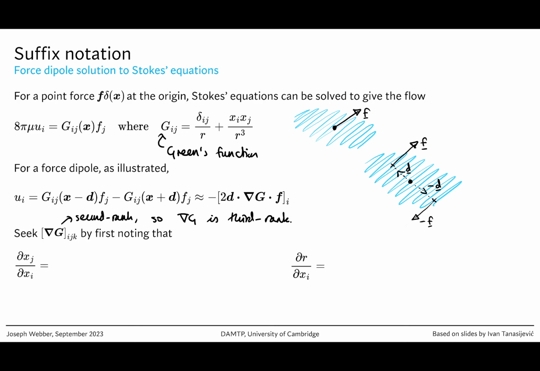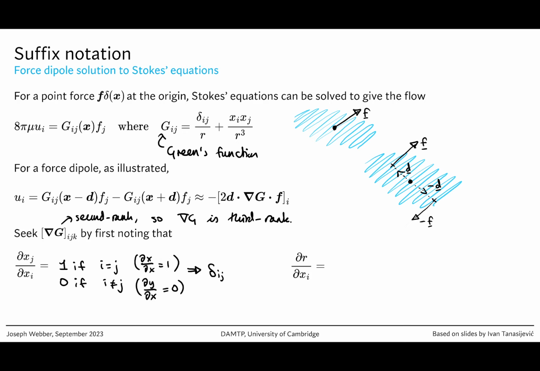If we want to differentiate xj with respect to xi, this is 1 if i equals j, i.e. dx by dx is equal to 1, but it's 0 if i does not equal j, i.e. partial y by partial x is equal to 0. Let's write these down just so it's clear what we're doing. So this has to equal delta ij.